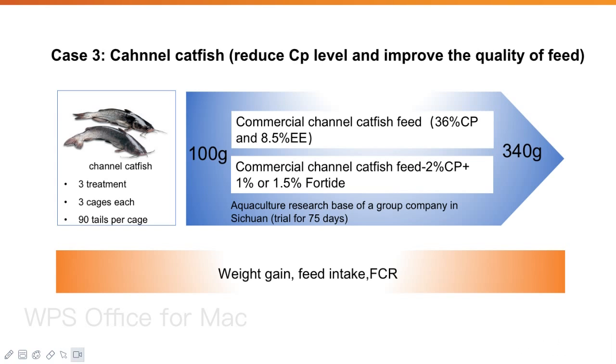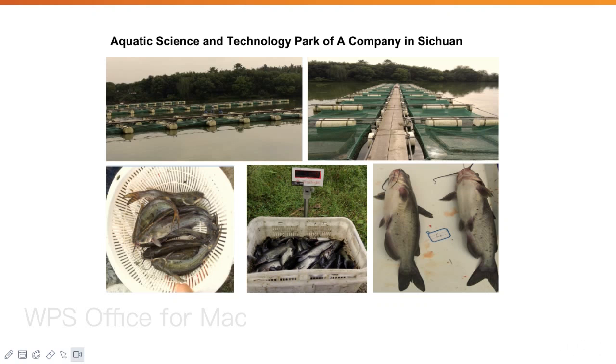The application is that commercial channel catfish feed is used as a control group, and on the basis of the commercial feed, reduce 2% of CP and add 1% or 1.5% of Fortide as the experiment group. The inspection indicators are the weight gain, feed intake, and FCR. And this is the case experiment base of the group company in Sichuan.